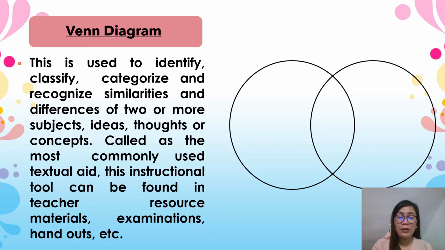Another type of non-textual aid is a Venn diagram. So I think you are familiar with these two overlapping circles. So when do we use this one? This is used to identify, classify, categorize, and recognize similarities and differences of two or more subjects, ideas, thoughts, or concepts. It is also called as the most commonly used textual aid because this instructional tool can be found in teacher resource, materials, examination handouts, and others.